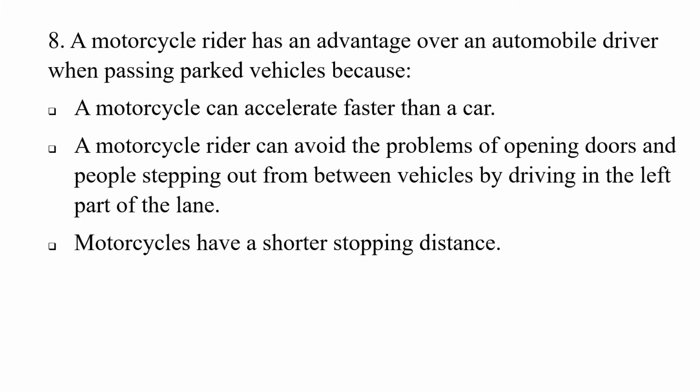Question: a motorcycle rider has an advantage over an automobile driver when passing parked vehicles because: Option number 1. A motorcycle can accelerate faster than a car. Option number 2. A motorcycle rider can avoid the problems of opening doors and people stepping out from between vehicles by driving in the left part of the lane. Option number 3. Motorcycles have a shorter stopping distance.